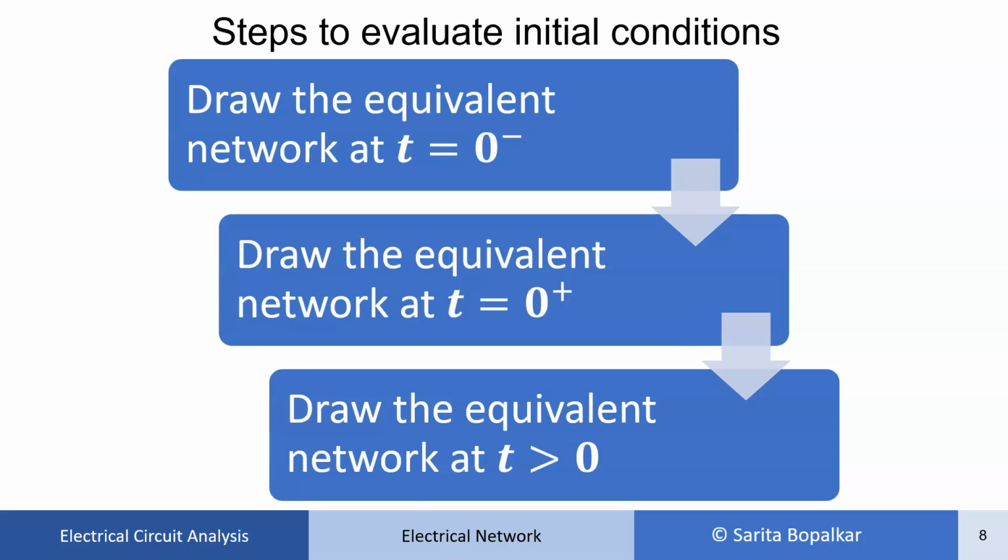So like this, these are the three steps to find the initial conditions in a transient analysis.